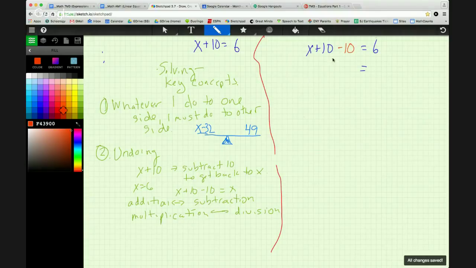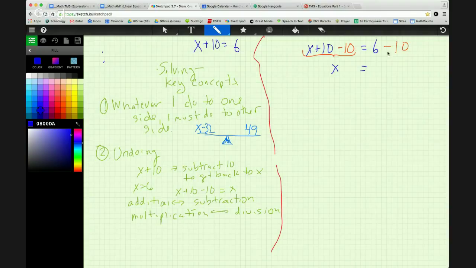So that's point number 2, undoing positive 10 means subtracting 10. So if I subtract 10 now, the second point is if I subtract 10 from the left side, I have to subtract 10 from the right side. And so x plus 10 minus 10 is indeed our original x.